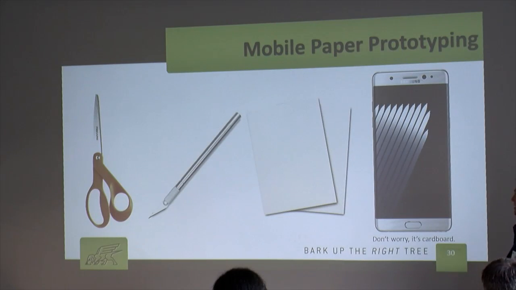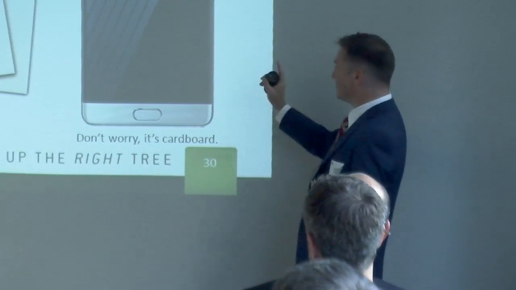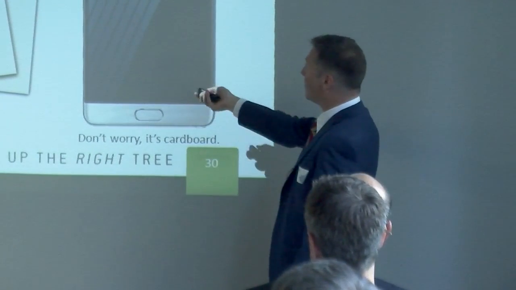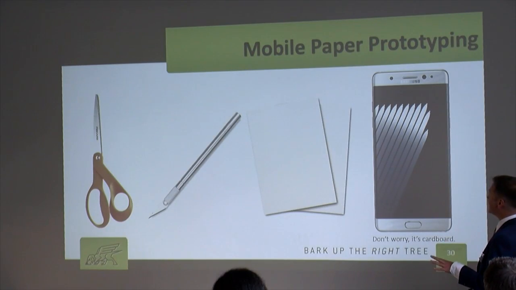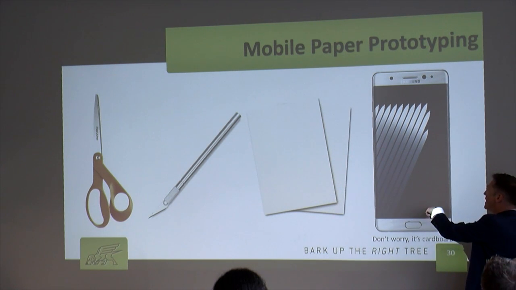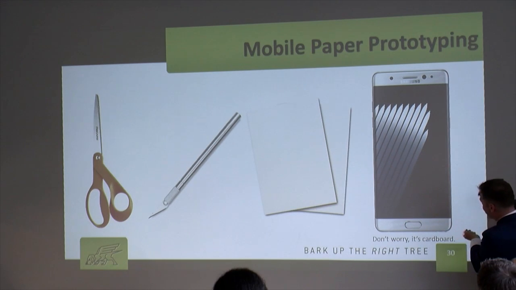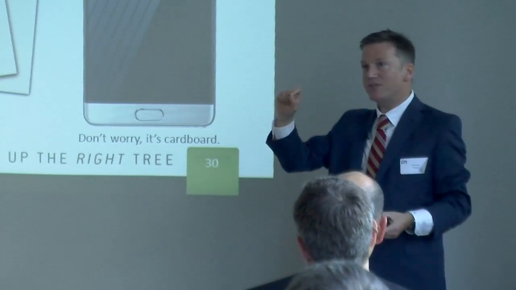So essentially all you need to do mobile paper prototyping is scissors, a scalpel, that's not a scalpel, that's an X-Acto knife. That's cardstock, and that's a Galaxy Note 7, but it's cardboard, so it's not going to blow up or anything. But honestly, what you can do is you can start cutting things out, so you can cut the screen out, and you'll start actually putting little, not user generated, but hand sketched items in there.